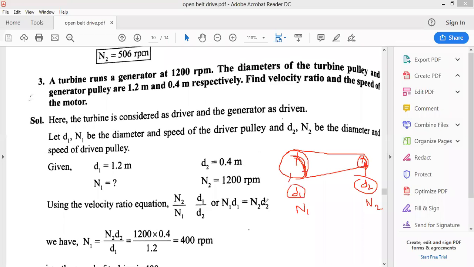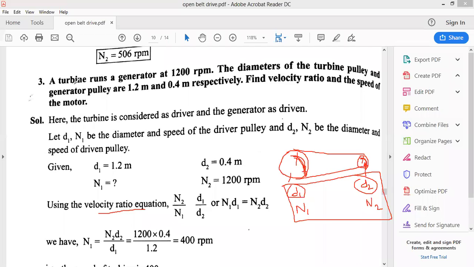Thereby this formula comes up, which is called the velocity ratio. What is the rate at which the belt is going to transfer the power? What is the speed of the belt in moving condition? For this we need these four data: N1, N2, D1 and D2. Out of these four we should have any three, so that we can find the fourth one. So let us start solving the problem.